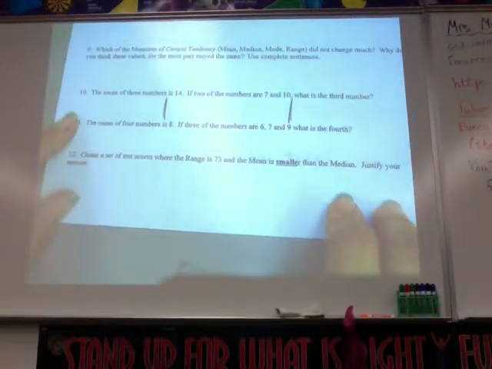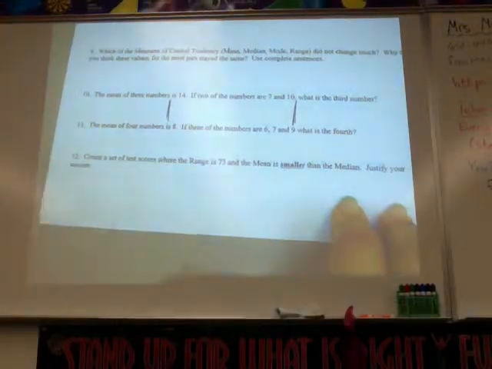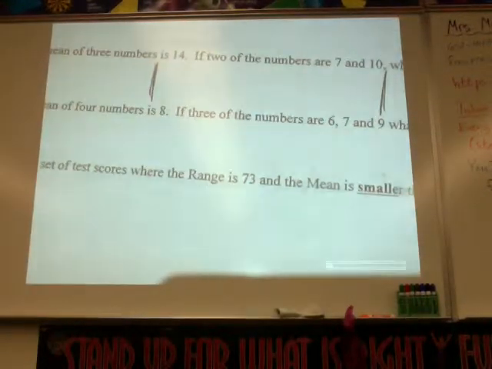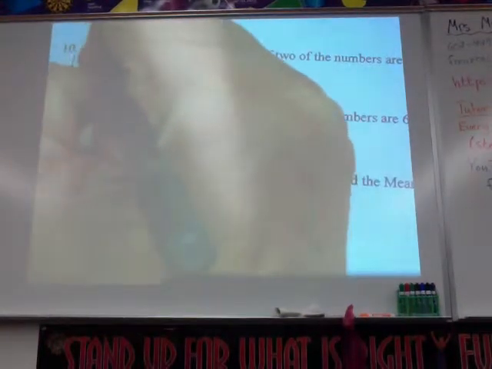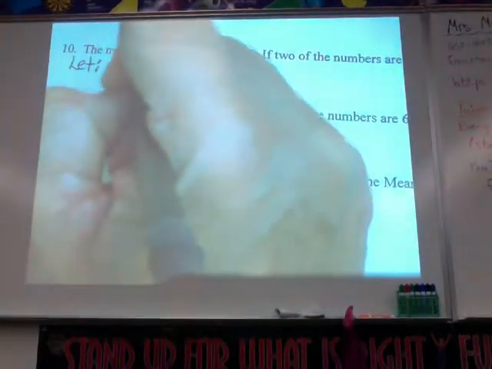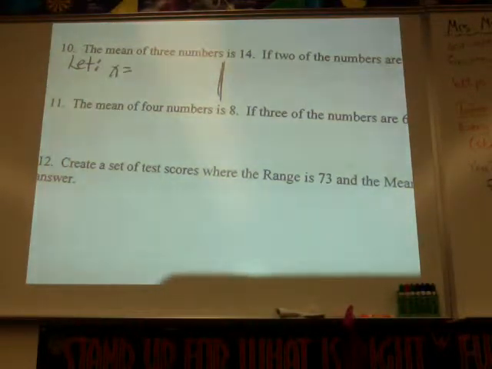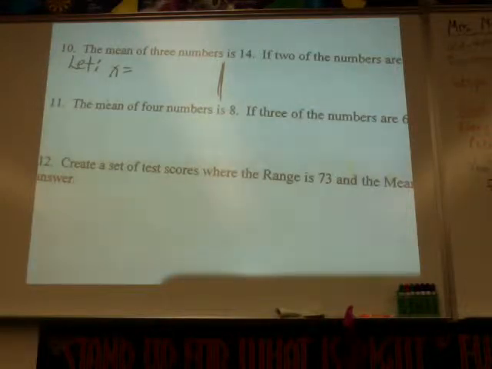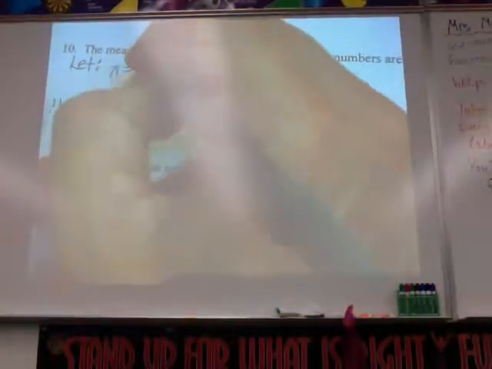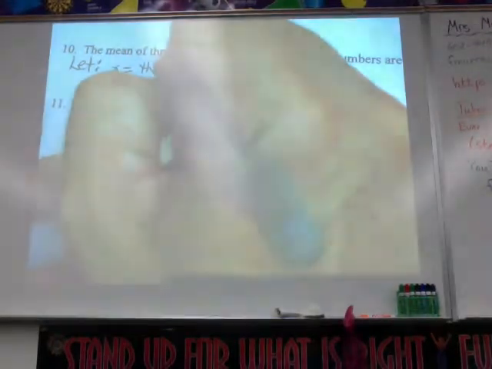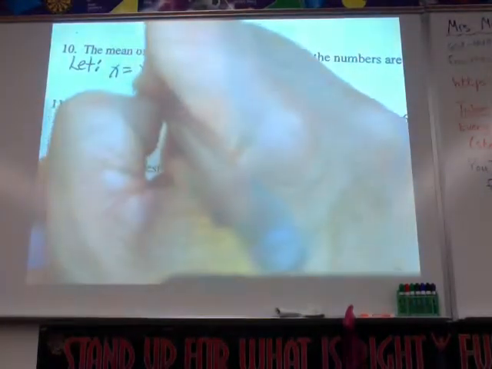Okay? You're going to start to do word problems exactly the same way, 100% of the time. So this first one is called your let statement. You're going to let x equal, because we have an unknown. What is it you're trying to find? The third number. So that's what you let your variable equal. We're going to let x equal the third number.